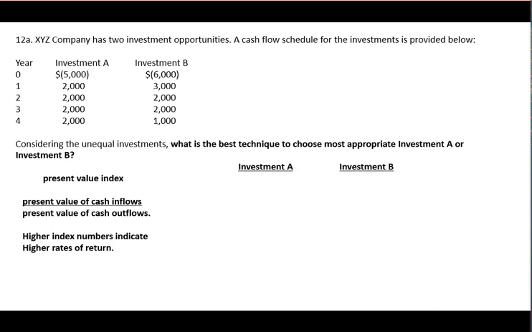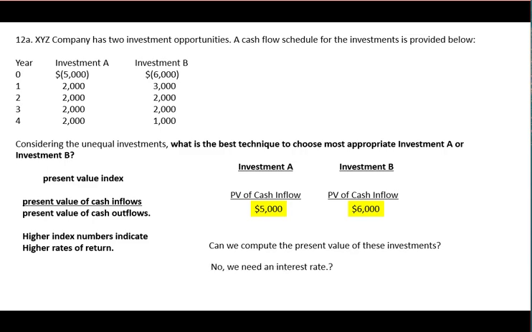You'd take investment A, investment B, the present value of the cash inflows divided by the cash outflows, for both of them. And you can get the $5,000, like I said, for A, and the $6,000 for B. But that's where things stop, because you don't have a key ingredient here. You can't come up with the present value of these cash inflows. You've got the number of periods, and you've got the amounts, and you know that it's the present value of an annuity. What you don't have is an interest rate, so you can't go any further. But you didn't have to go any further because that's not the question. All it wanted was the present value index. That was the technique you're supposed to use.